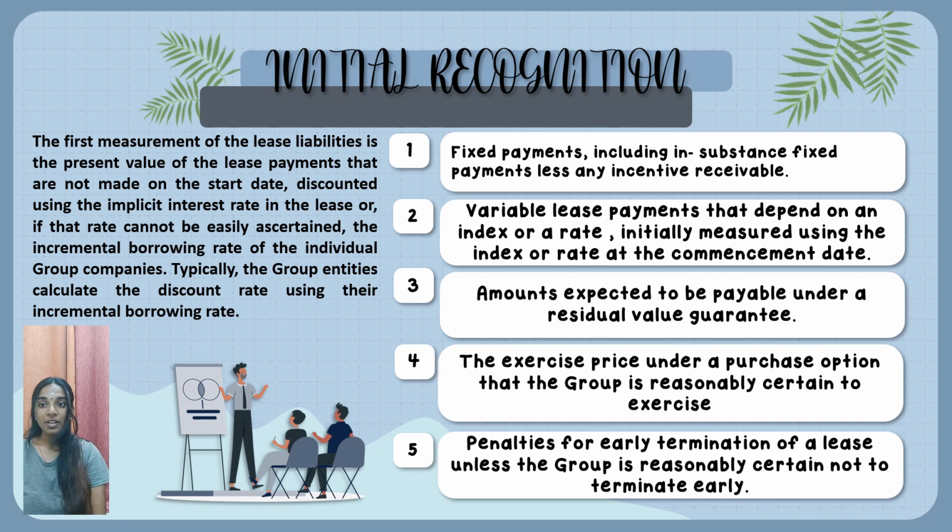Second, variable lease payments that depend on an index or a rate, initially measured using the index or rate at the commencement date. Third, amount expected to be payable under a residual value guarantee. Fourth, the exercise price under a purchase option that the group is reasonably certain to exercise. Fifth, penalties for early termination of the lease unless the group is reasonably certain not to terminate early.